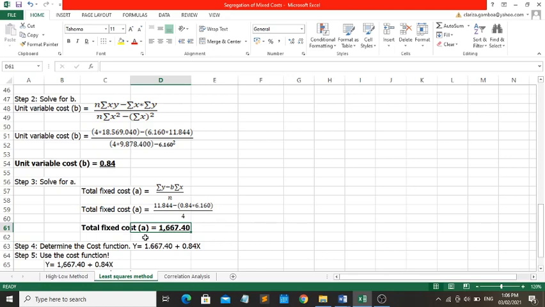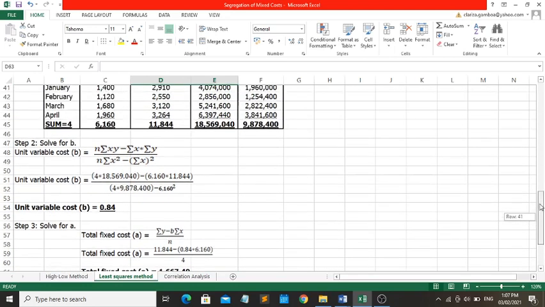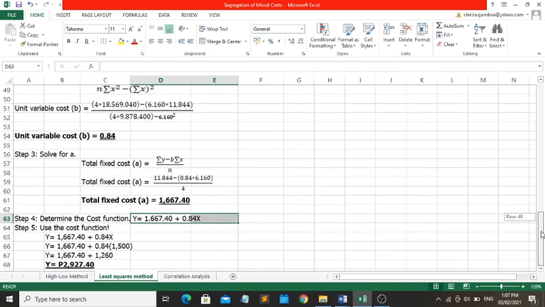pesos and 40 centavos. After nating makompute ang unit variable cost at ang total fixed cost, madidetermine na natin yung cost function or cost formula. Makakapag-formulate na tayo ng cost formula which is Y equals the total fixed cost na na-compute, 1,667.40 plus 0.84x. So, eto na yung gagamitin natin kung gusto nating malaman yung total cost necessary. Okay? So, magkano ang magiging total overhead cost kung mag-iiba-iba yung machine hours natin.